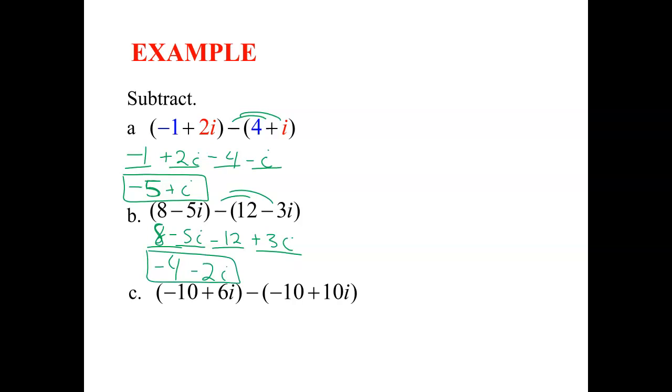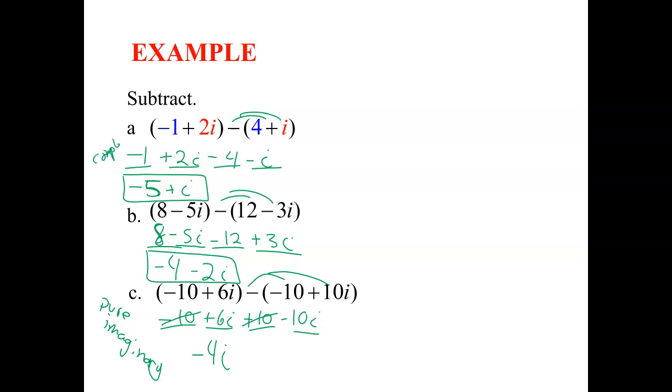Okay? Distribute. -10 plus 6i plus 10 minus 10i. My real parts combine to what? 0. And my non-real parts combine to what? -4i. Okay? So C is pure imaginary. There's no real part. The rest of these are complex, non-real numbers. Okay? Complex, non-real, pure imaginary.